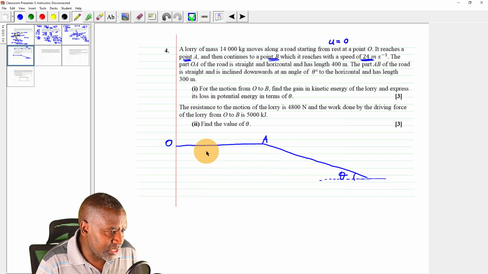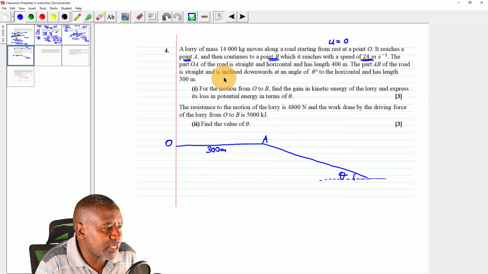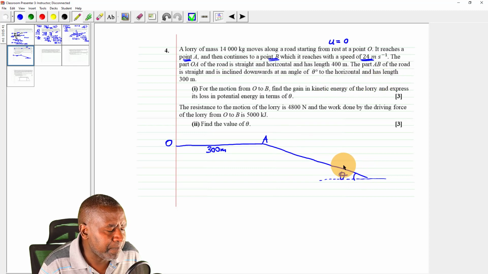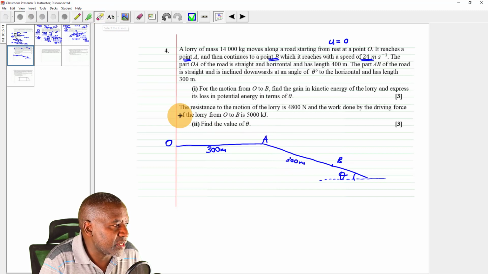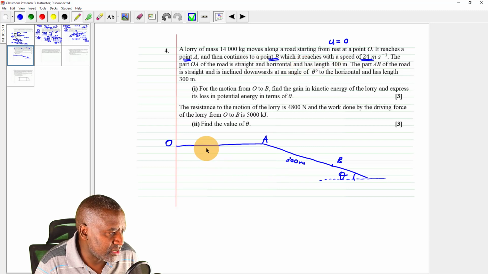So this distance OA, we've been told, is 300 meters. The part AB of the road is straight and inclined at an angle theta to the horizontal and has a length of 300. I think it is AB. Let's say B is here. It is the one which is 300 meters. OA, on the other hand, I think it's 400 meters. The part OA of the road is straight and horizontal and has a length of 400 meters. So this is the one which is 400 meters.